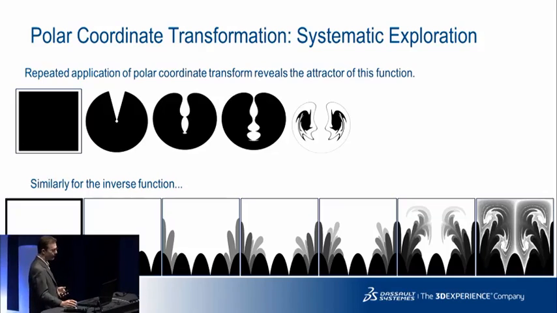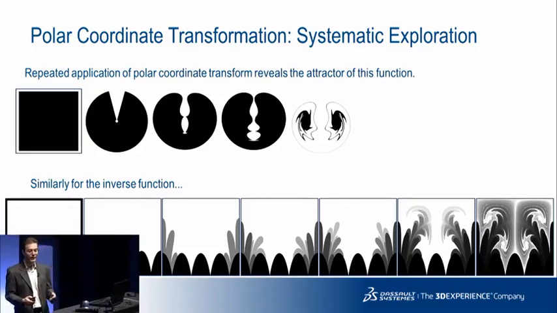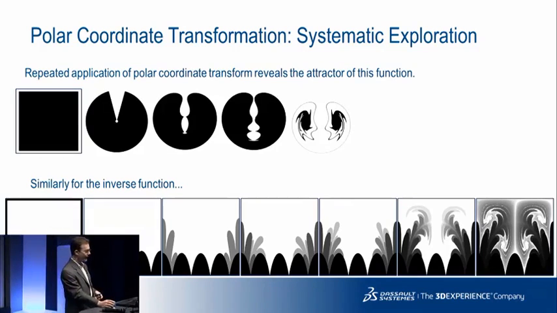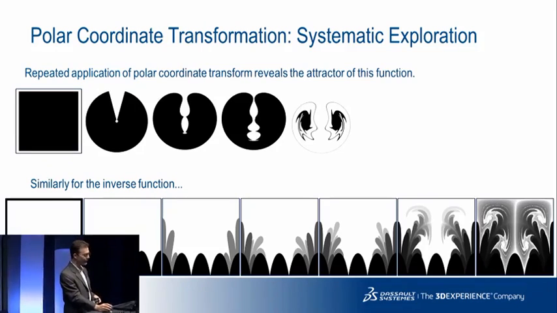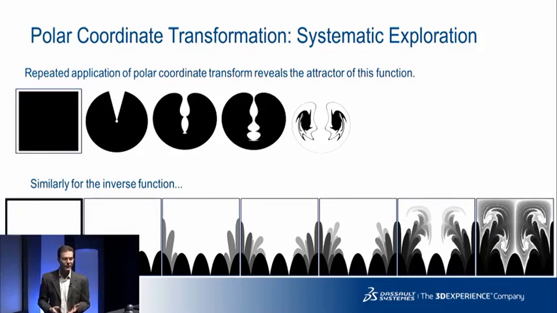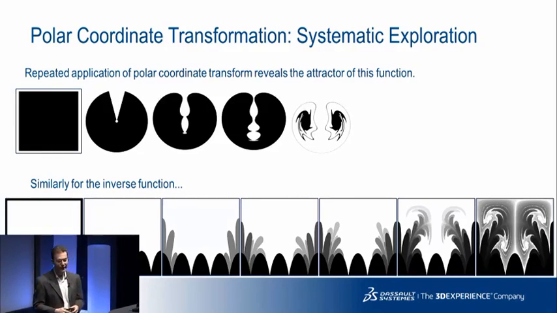Similarly, for the inverse function, here we're starting with a white square with a black border, but the same process can be done, where doing the inverse polar coordinate transform repeatedly leads eventually through these plant-like images to something that again shows in white where the attractor for this function lies.